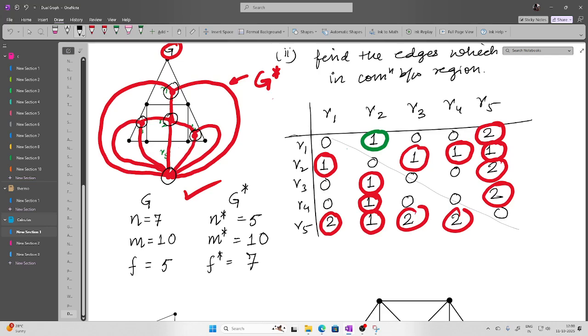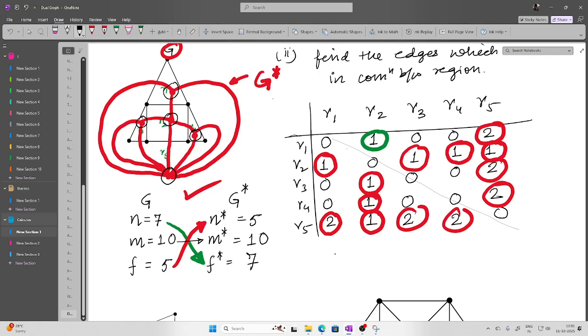Friends, what have you observed? You should observe that the number of faces in the dual is nothing but the number of vertices in the original graph. Likewise, the number of vertices in the dual is nothing but the number of faces in the graph. And as you have crossed exactly the same number of edges as are there in the original graph, that's why M and M star will always be the same.